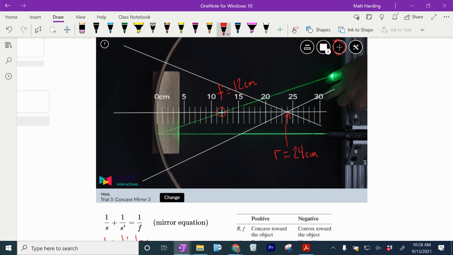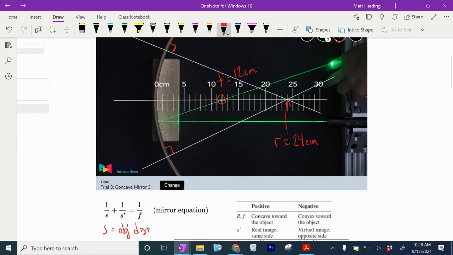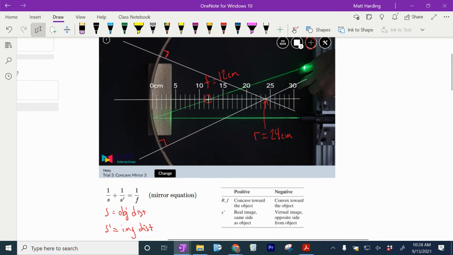And then I tried to estimate some normal lines to the surface as best I could. I already knew in my mind where it needed to cross. So I've got the radius of curvature for this mirror is about 24 centimeters. This mirror is concave towards the object side. And when we're talking about mirrors concave towards the object side, that would mean that the focal length would be positive.